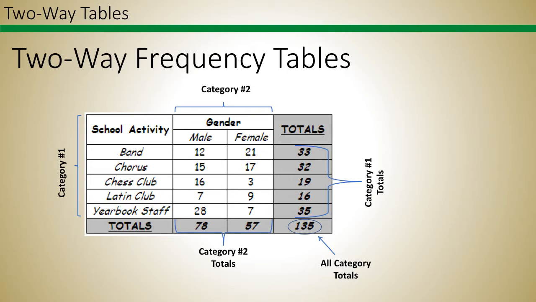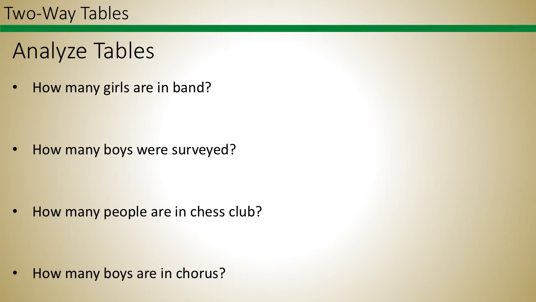So we're going to be using these tables to kind of go over some data here. So things that we should be able to look at this table and find. So first of all, on that previous slide, it'd be helpful if you wrote down each of those numbers. So if we look at that table, we can find the number of girls that are in the band.